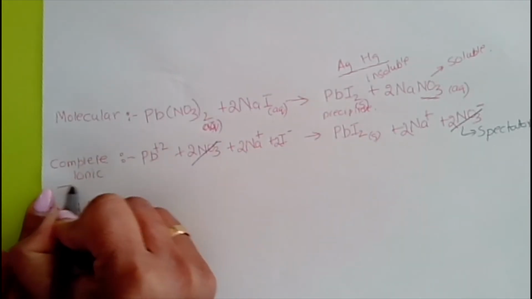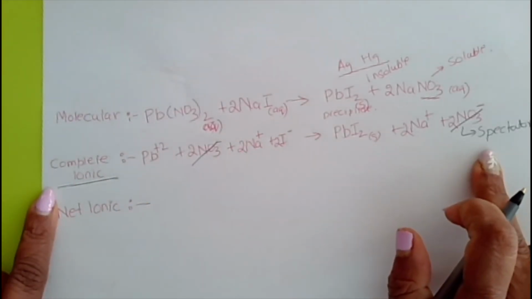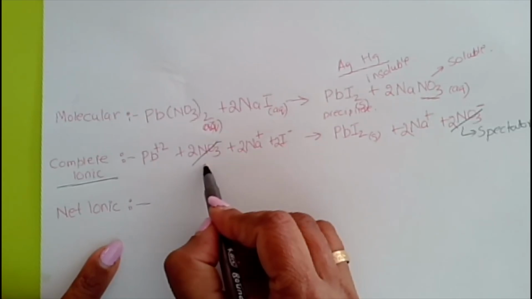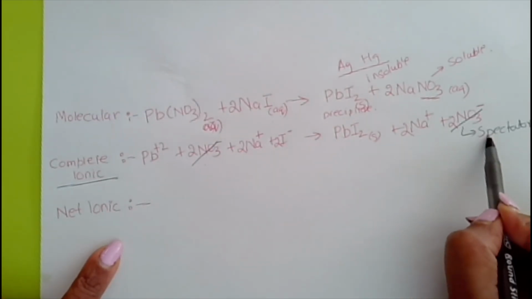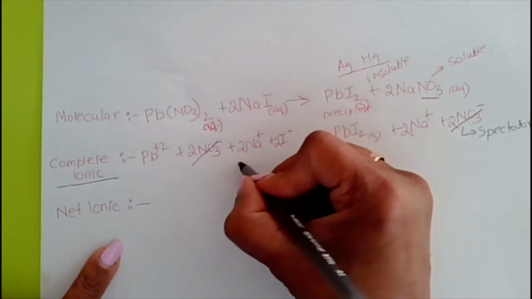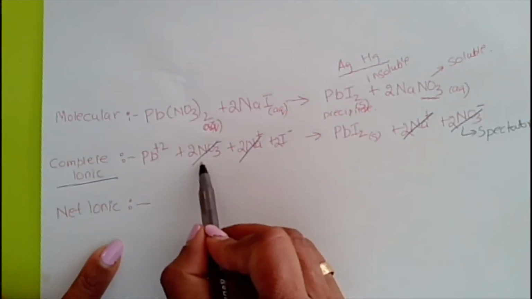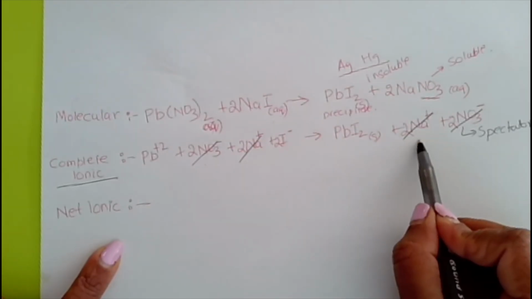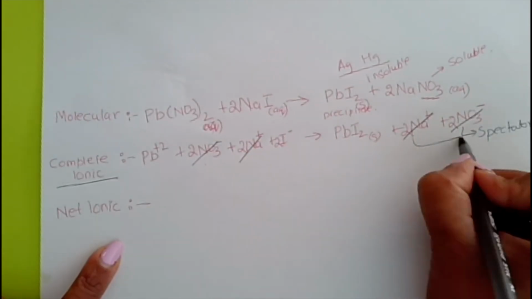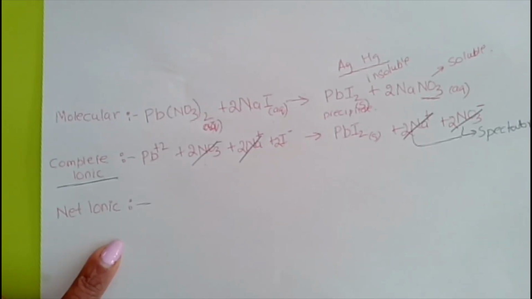So do you guys see, this is called your complete ionic equation. But now when we get rid of the spectator ions, which in this case are this and sodium, they are the same on both sides. That means they are the same in the reactant and they're the same in the product. They are both your spectator ions. So now what will be my net ionic equation?